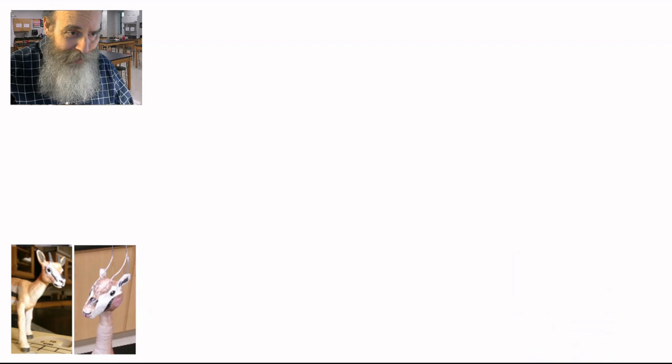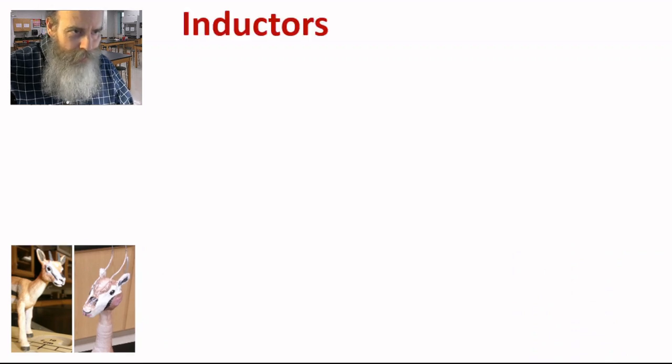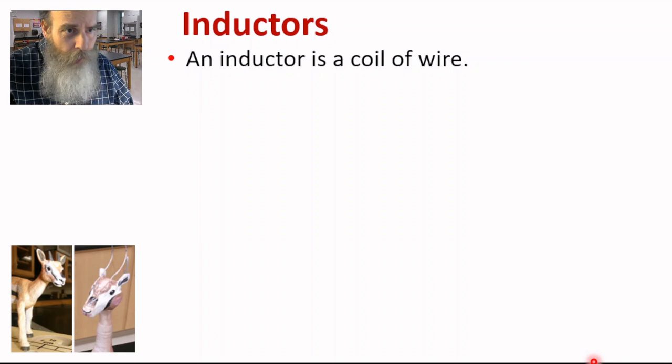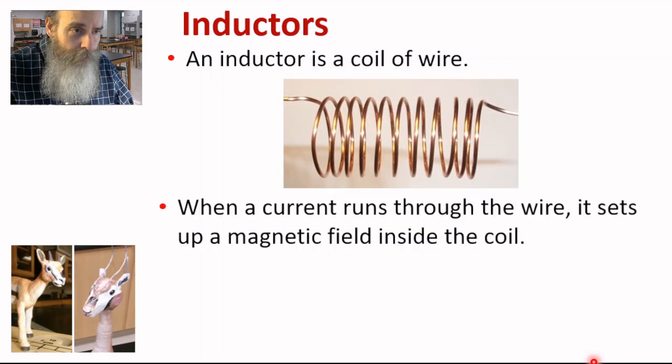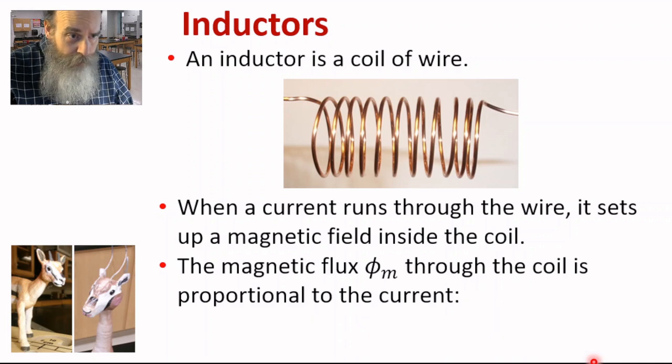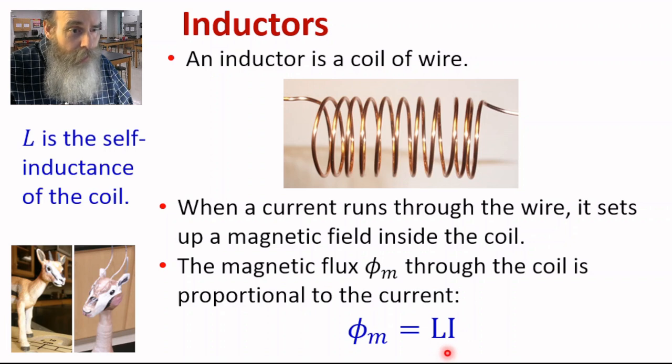Thank you very much. Let's begin by looking at inductors. An inductor is simply a coil of wire, like this. When a current runs through the wire, it sets up a magnetic field inside the coil. And that field produces a magnetic flux, phi m. And that magnetic flux is proportional to the current. And we have this, phi m equals L times I. L is called the self-inductance of the coil, or in this presentation I will refer to it as the inductance of the coil, and L is a constant.